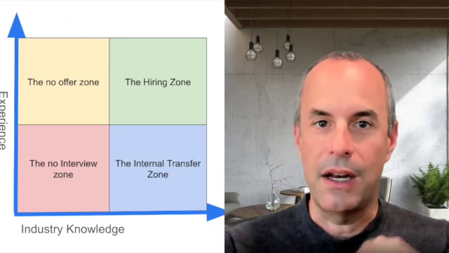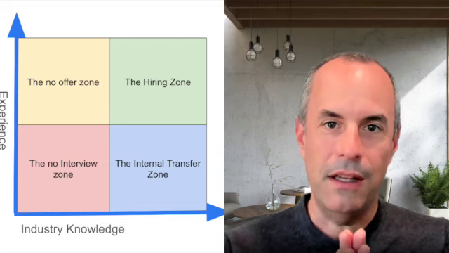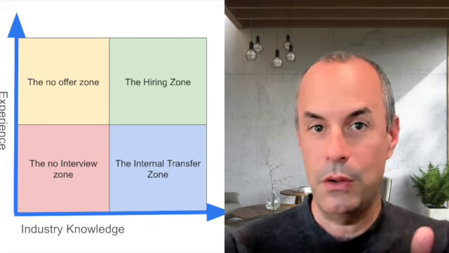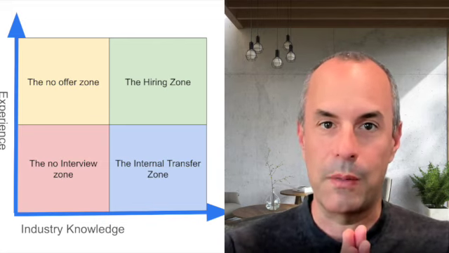Next, we're going to look at what each of the 4 quadrants mean for the hiring decision framework and how you can use it to prioritize your job search going forward.